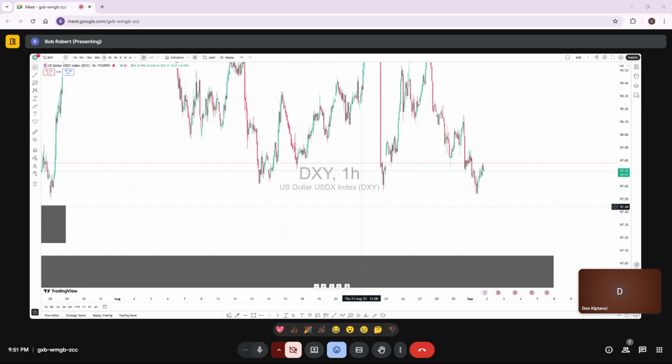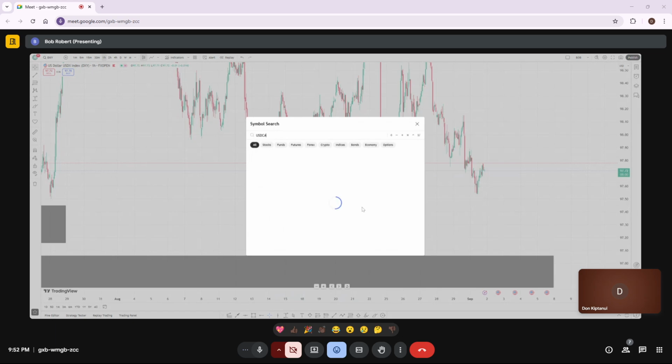So let me use USD CAD to elaborate the example, the statement one, where I've said first of all you identify a supply or demand zone on a higher time frame. That is step one.